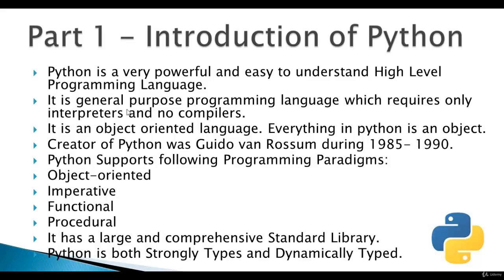So whatever we are discussing in this part, I will explain it to you when we create our programs. Third thing is, it is an object oriented programming language. Everything in Python is an object. There are many libraries which are already created, and whenever we write anything in Python, it is an object of some class. So that's how we can understand it.